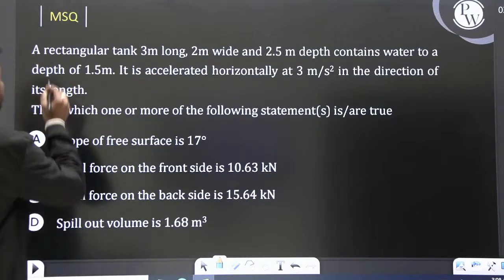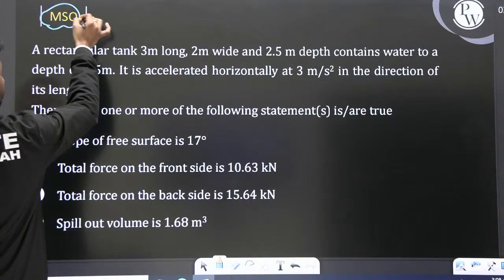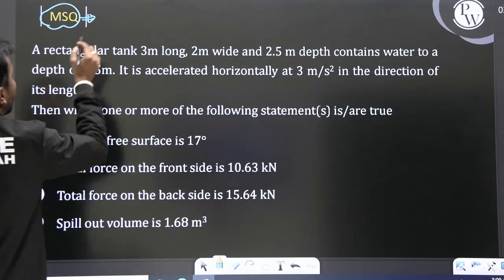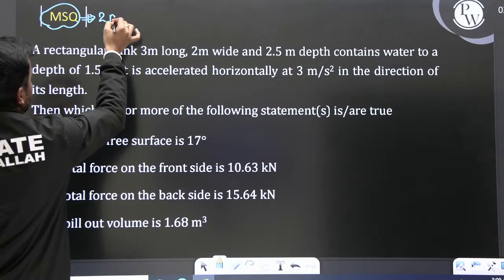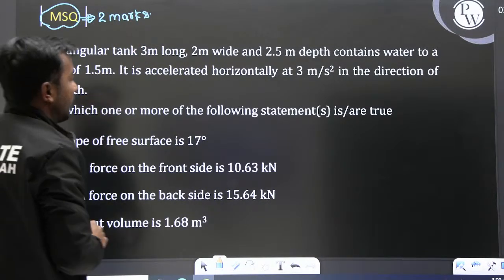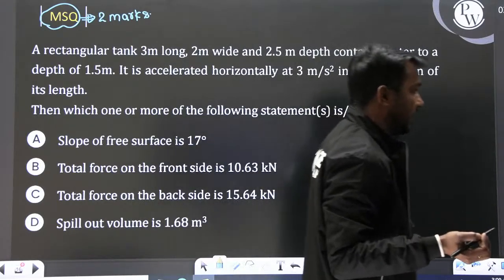That question is an MSQ type of question. Clear? The level of the question is up to 2 marks. So read the question carefully because maybe more than one answer is correct.